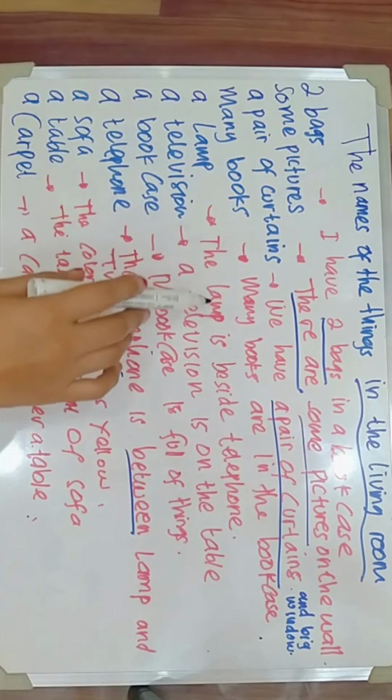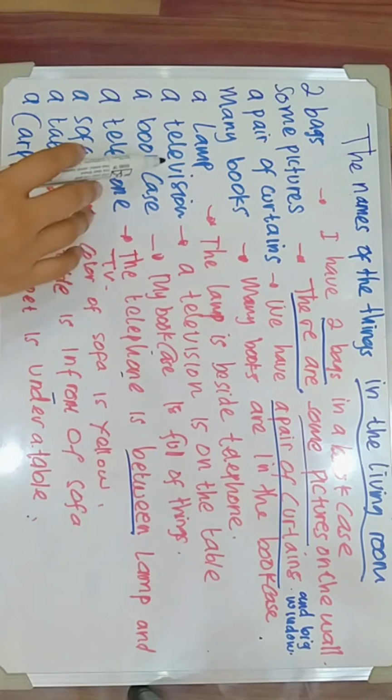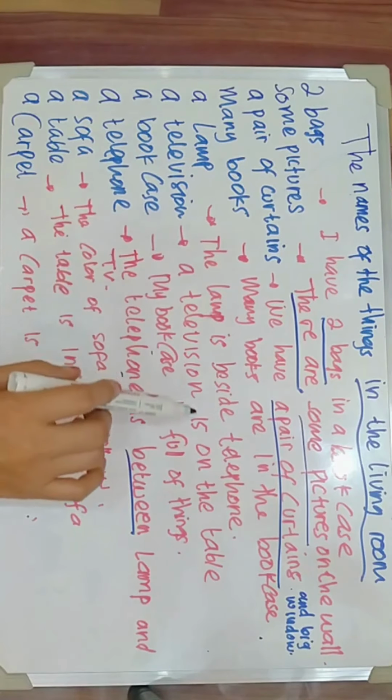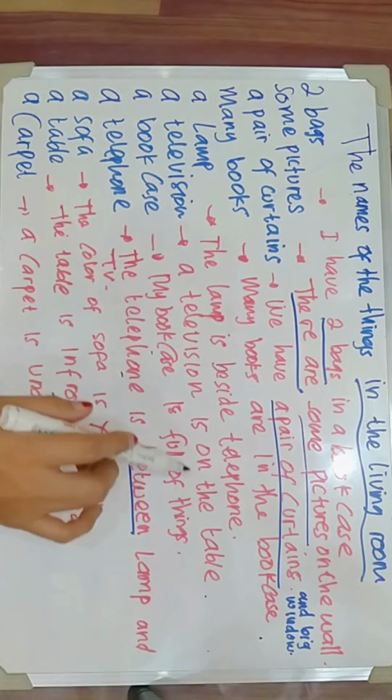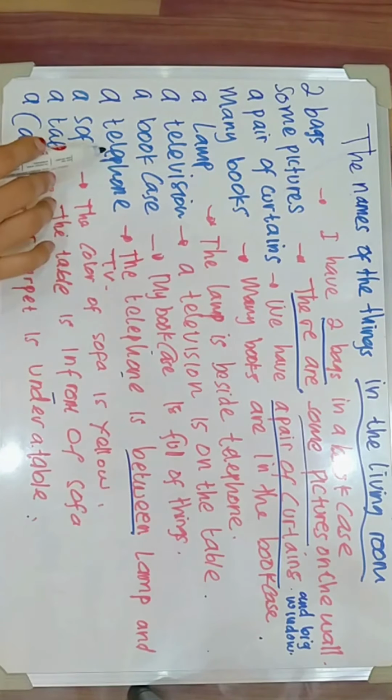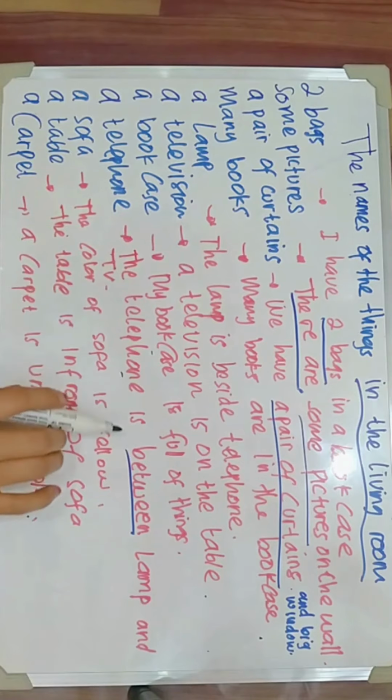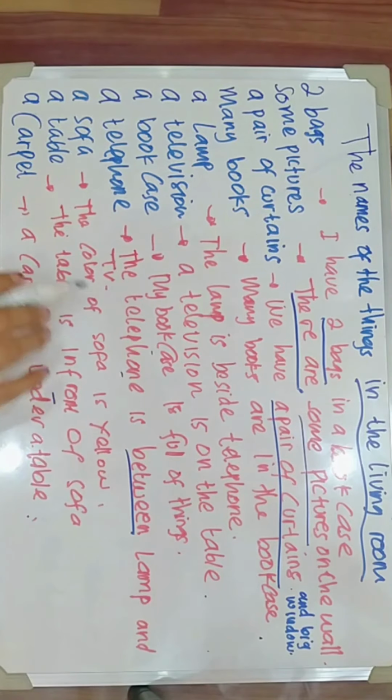A lamp. The lamp is beside the telephone. Television. A television is on the table. A bookcase. My bookcase is full of things. Telephone. The telephone is between the lamp and TV. A sofa. The color of the sofa is yellow. A table. The table is in front of the sofa. A carpet. A carpet is under a table.